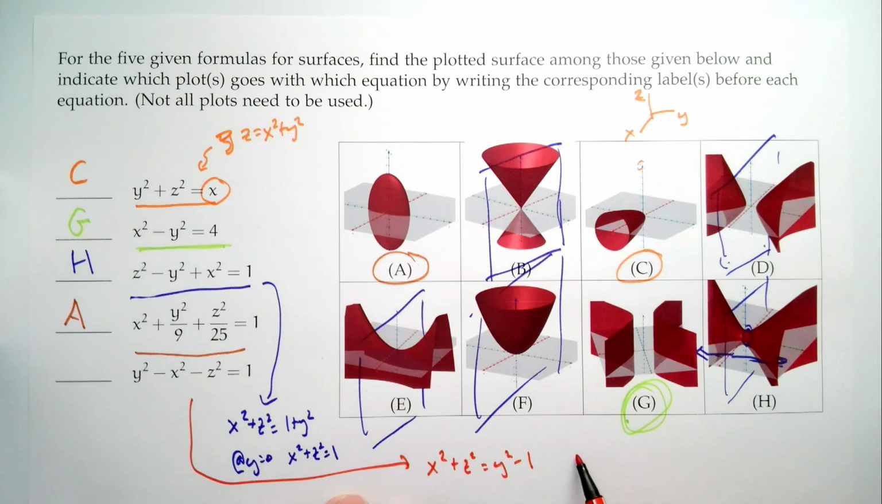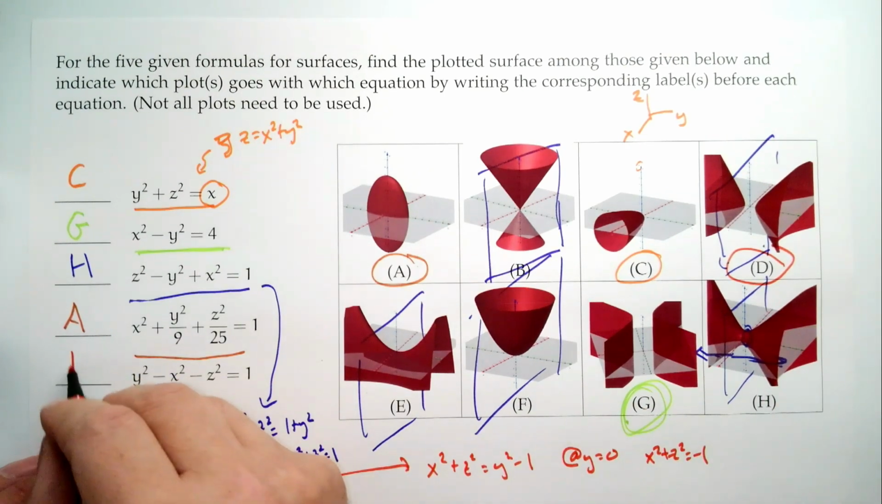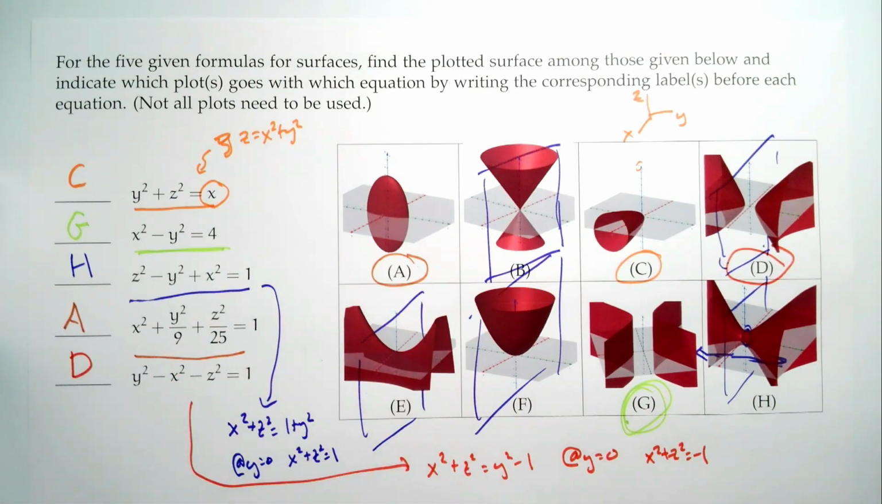What happens when we put y equals 0? What do you see? x squared plus z squared equals negative 1, which translates into what shape? Translates into nothing. Nothing satisfies that. Well, which one, when we sliced at y equals 0, gave us nothing? D. D gave us nothing, so the answer has to be D.